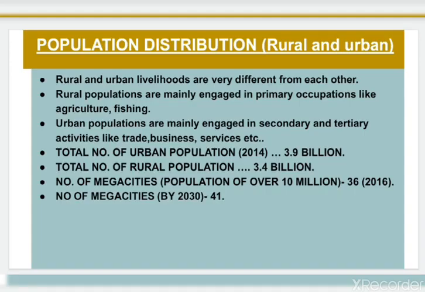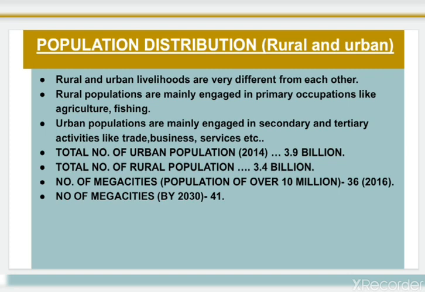Now next, the last topic in this chapter is population distribution in terms of the rural and urban areas. So the rural and urban livelihoods are very different from each other. Rural population are mainly engaged in primary occupations like agriculture, fishing, etc. Urban populations are mainly engaged in the secondary and tertiary activities like trade, business, services, etc.